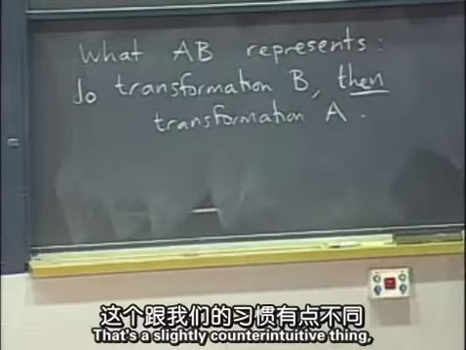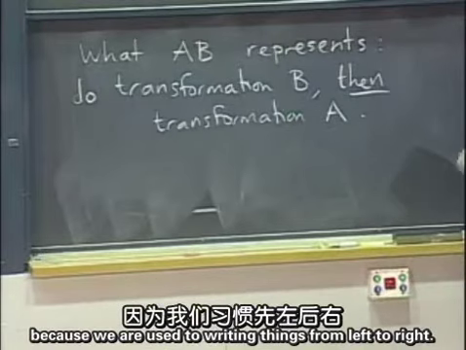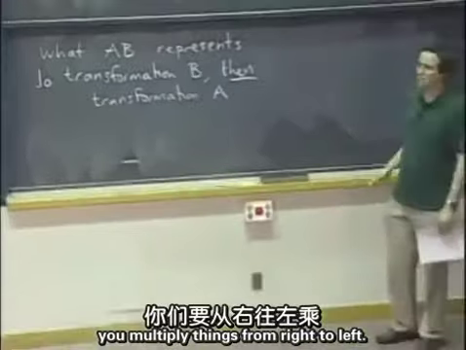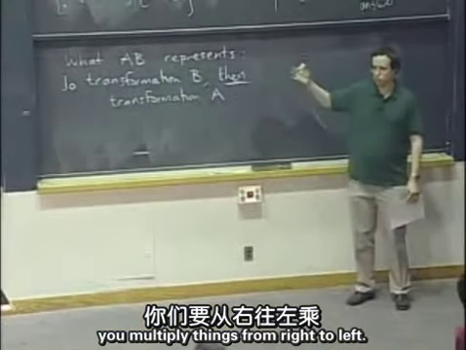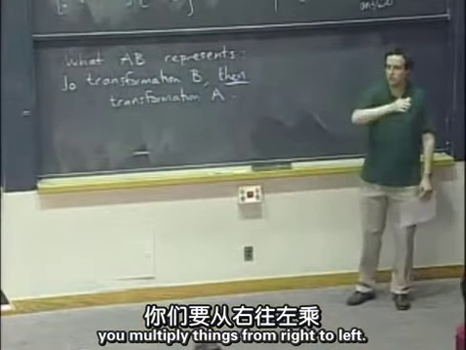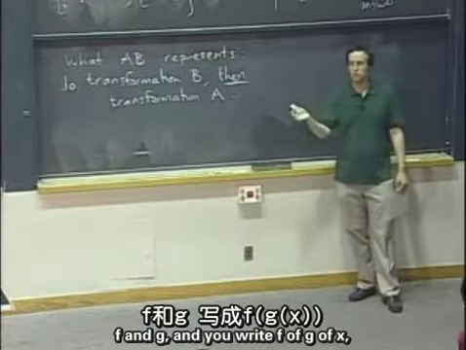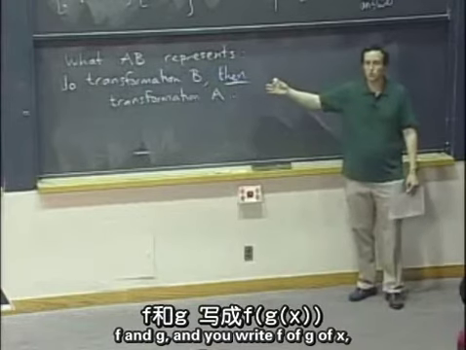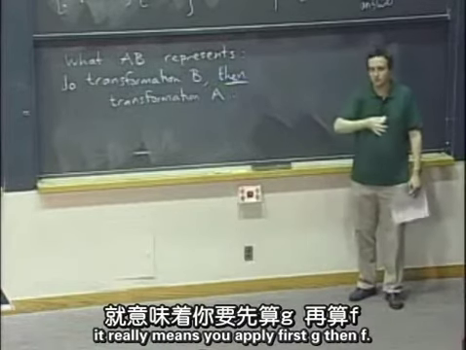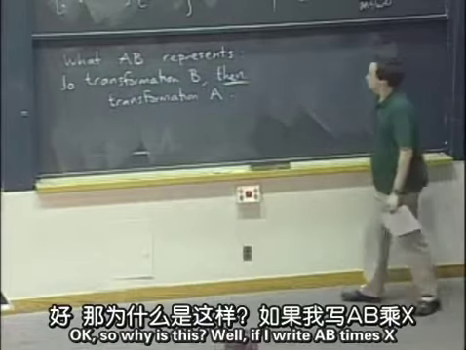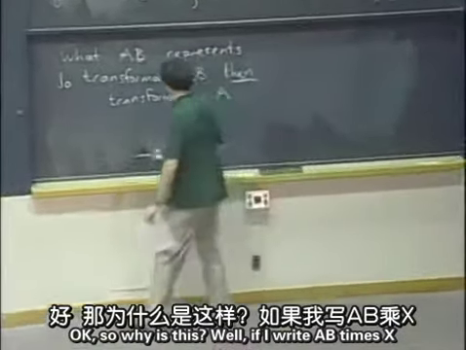So that's a slightly counterintuitive thing, because we're used to writing things from left to right. Unfortunately, with matrices, the way they're done, you multiply things from right to left. So if you think about it, when you have two functions f and g, you write f of g of x, it really means you apply first g, then f. So it works the same way as that. Okay, so why is this?